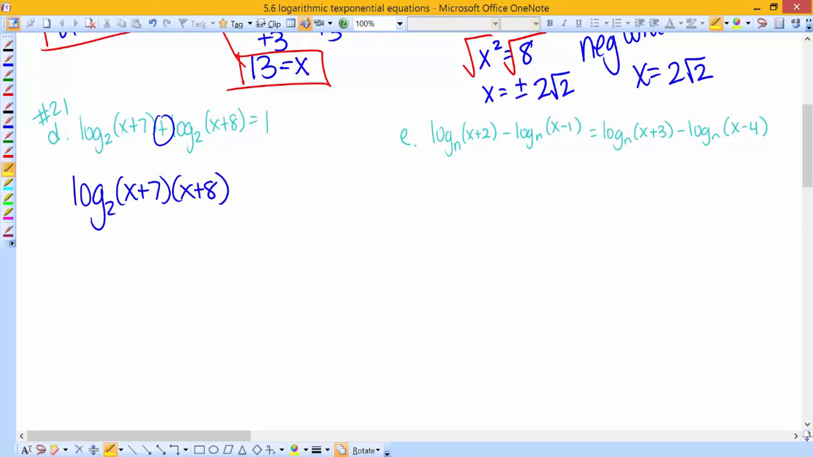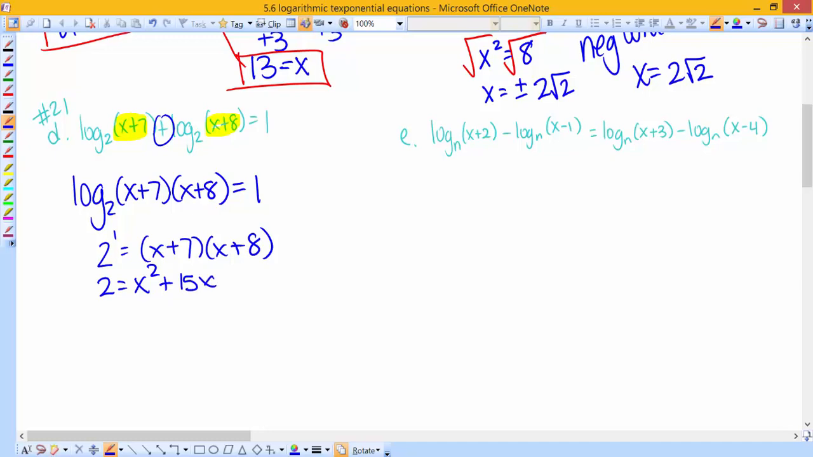So I put the 2 products, the 2 pieces being added, together with multiplication, and they equal 1. Okay, now I am down to 1 log. 1 log gets rewritten into exponential form. So 2 is my base. My exponent is what it equals, so 1. x plus 7, x plus 8 equals 2. x squared plus, this is 8x plus 7x. 8 plus 7 is 15. And 7 times 8 is 56.